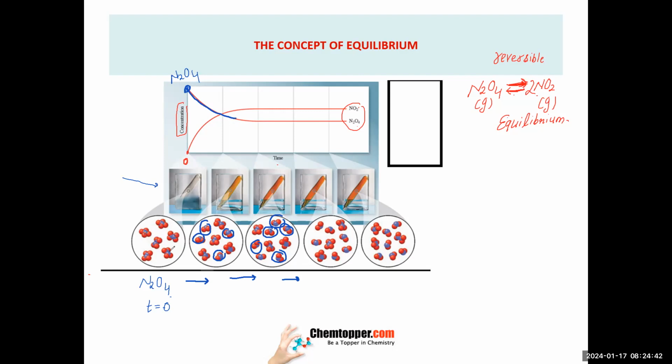Count the N2O4. 1, 2, 3, 4, 5, 6. 6 here. How many here? 1, 2, 3, 4. Only 4. How many here? 1, 2, 3. Only 3. How many here? 1, 2, 3. 3. How many here? 1, 2, 3. 3. What happened here? The reaction is not showing any decrease in N2O4. But initially there is a decrease. So this decrease is here. But after that, the N2O4 concentration is not changing, this part.